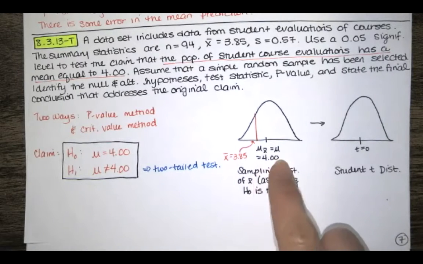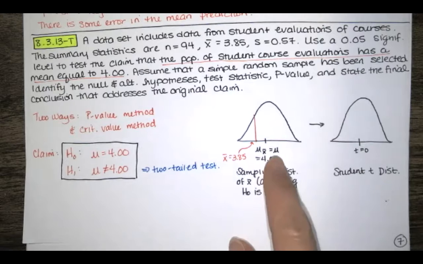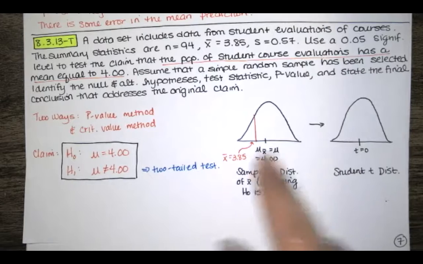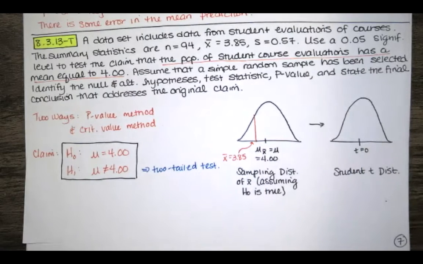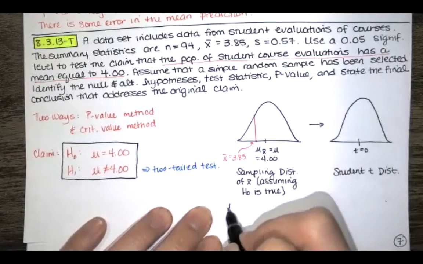Now, since we're doing a two-tailed test, we don't even care if it's significantly low or significantly high. We just want to know, is X bar significantly different from this mean that is given in our null hypothesis? The way we determine if X bar is significantly different is we convert from X bar to a t-score using this formula.